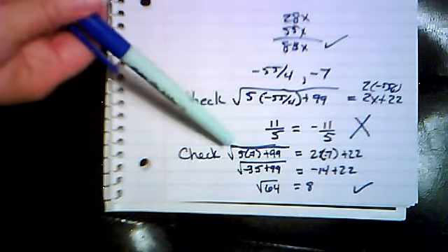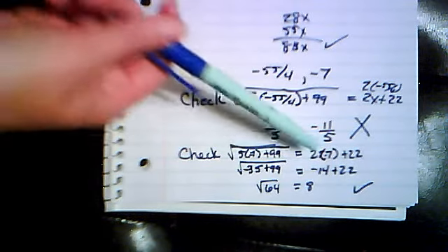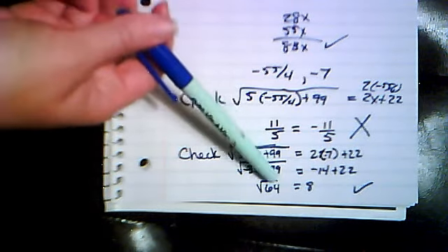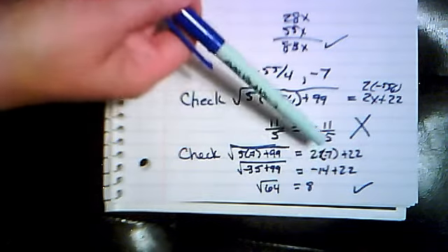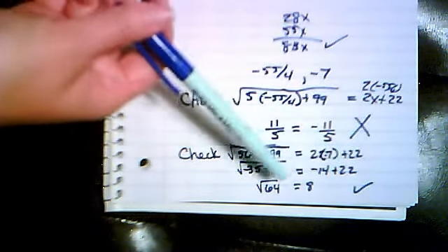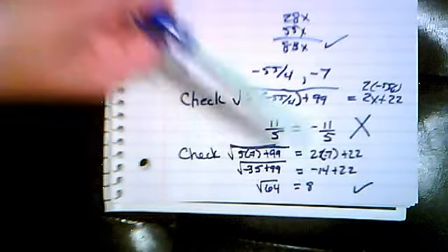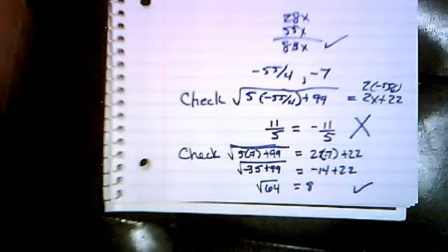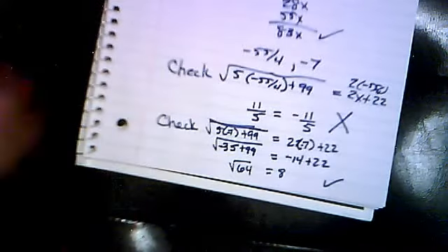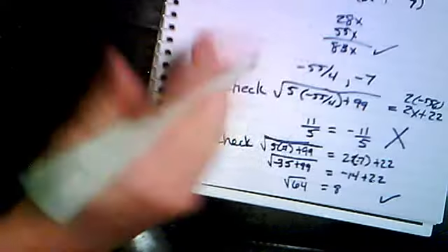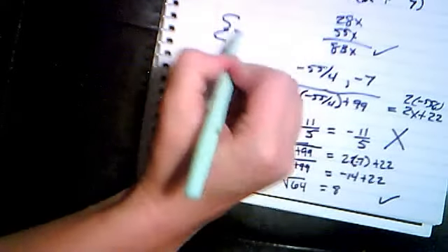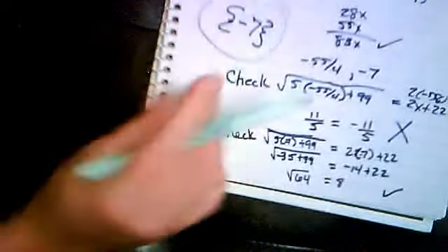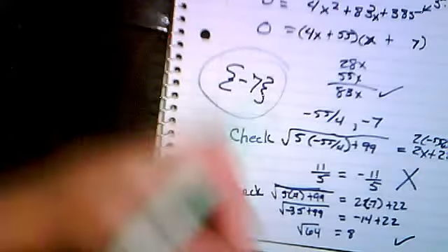Now, then we checked the negative 7. You plug it in here, and you get a negative 35 plus 99. That's a 64 under the square root. Over here, you get a negative 14 plus 22. You end up with the square root of 64 is equal to 8. And yes, in fact, the square root of 64 is 8. What this tells us is that we got two solutions, but only one of them worked. The reason why goes back to the idea of domain restrictions, but we are taught to check these radicals. The only solution is negative 7.